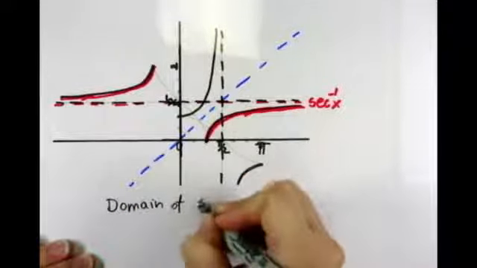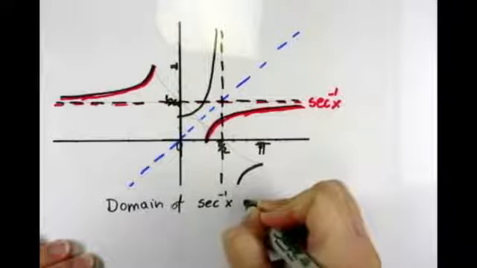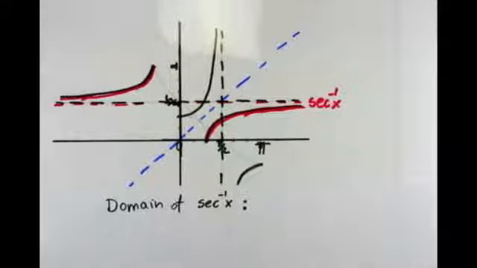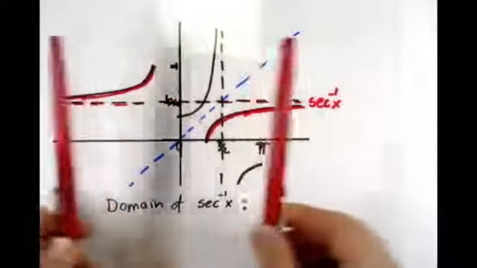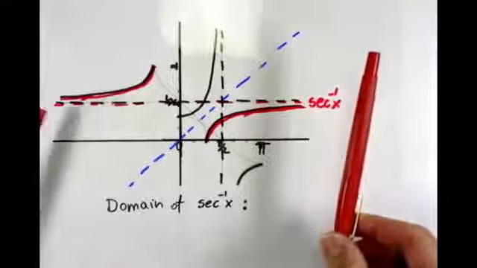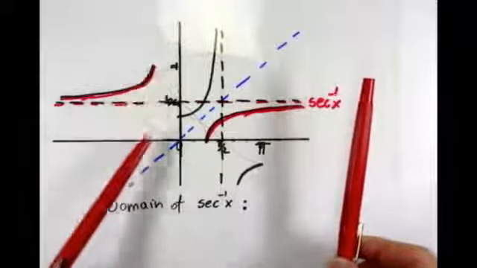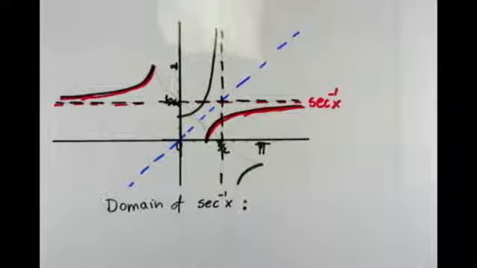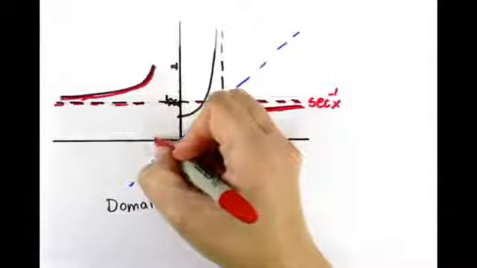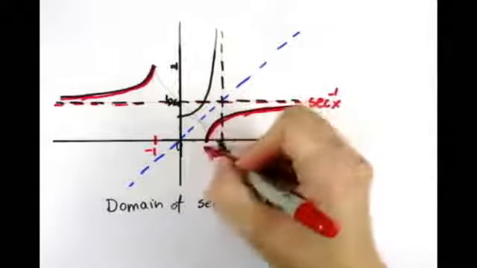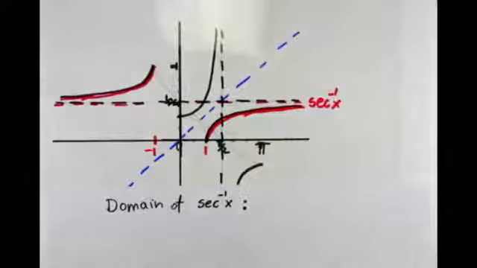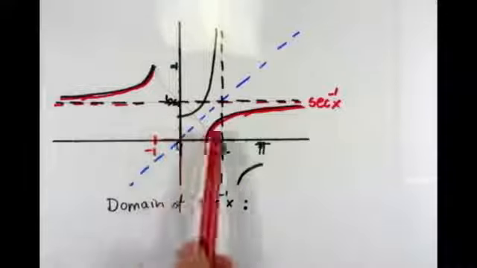Of secant inverse. Domain of secant inverse. Domain is the window on the x-axis. So the graph keeps going up to this point, and this point was 1 on the y. So this point is -1, and this point is 1. Okay, so we don't have any graph in this window, the red graph.